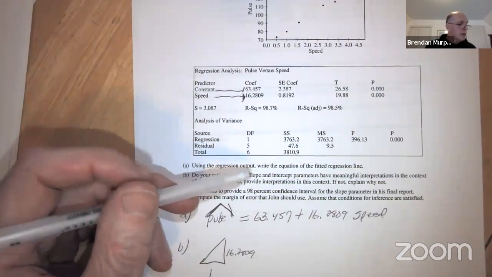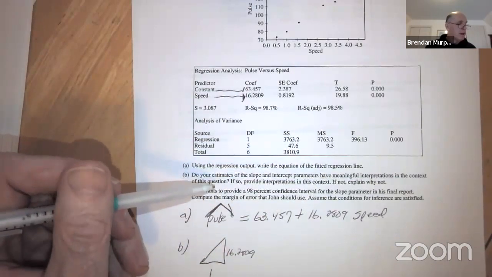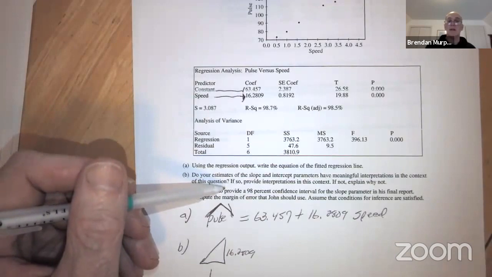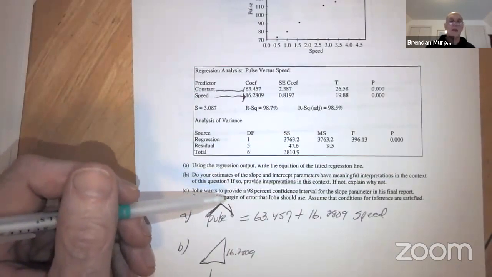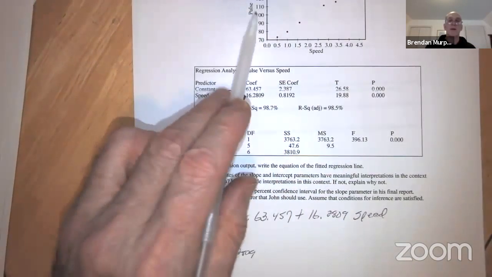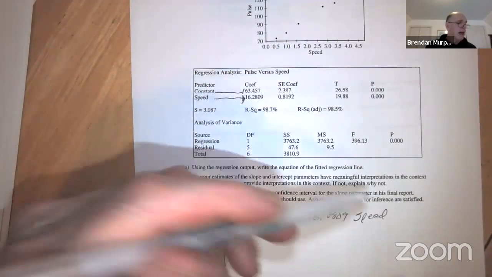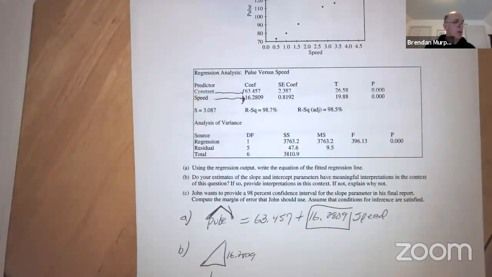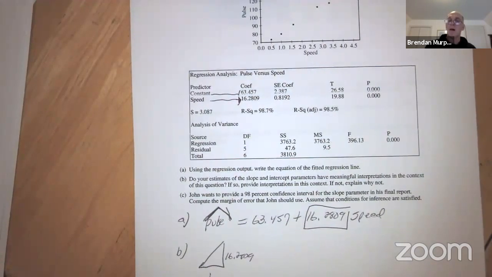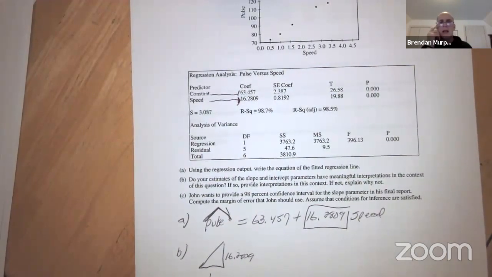Do the estimate of slope and intercept parameters have meaningful interpretations in the context of this question? Yeah, I think so. If my speed was 0, I probably, hopefully still have a pulse, right? So that sort of makes sense. And this sample slope here, I could use to come up with my true slope for my true or population regression line. So yes, again, for the sake of time, both of those seem to make sense.